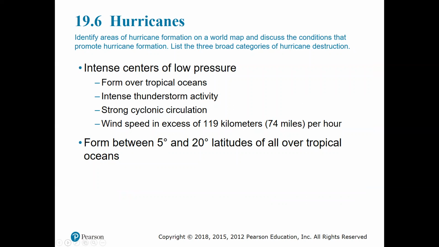So our last thing we're going to talk about here are hurricanes. Hurricanes are the most violent storms on Earth. They are intense centers of low pressure that form over tropical oceans. They're characterized by intense thunderstorm activity and strong cyclonic circulation, with wind speeds in excess of 74 miles per hour. Unlike the mid-latitude cyclones, hurricanes do not have conflicting or contrasting air masses or fronts. The source of the energy that's producing and maintaining that hurricane is the amount of latent heat that is formed.